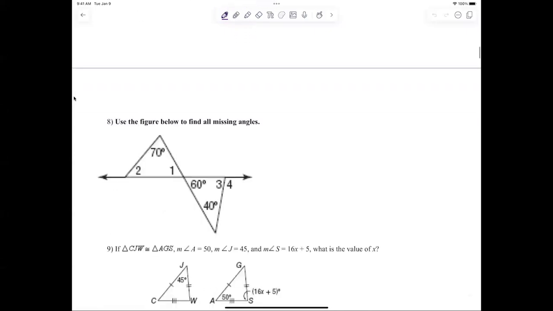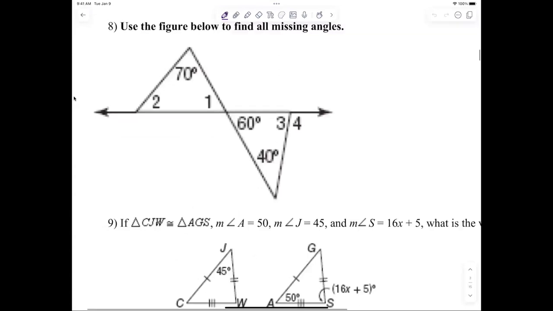Okay, here we go. So, angle one is what? Angle one equals 60 degrees. Angle two is equal to 50 degrees. And then angle three is how much? And then angle four, 100. I think it's 100, correct?